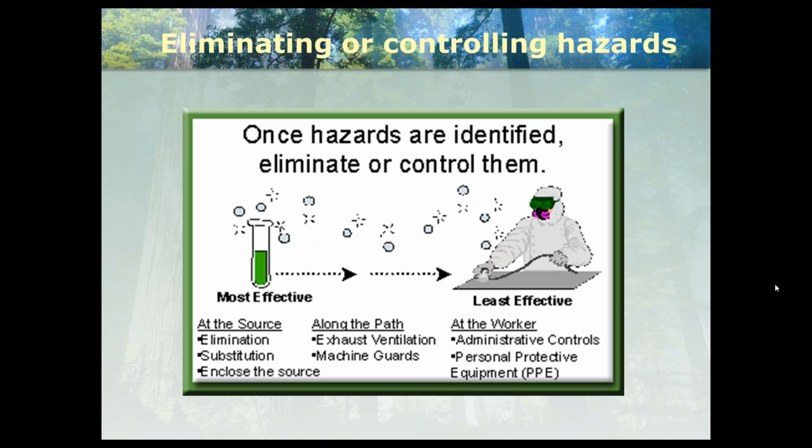Eliminating or controlling hazards. We're going to go through a few examples to get the balls and the gears rolling and turning. Once hazards are identified, eliminate or control them. So most effective to least effective. At the source: eliminate, substitute, and close the source.